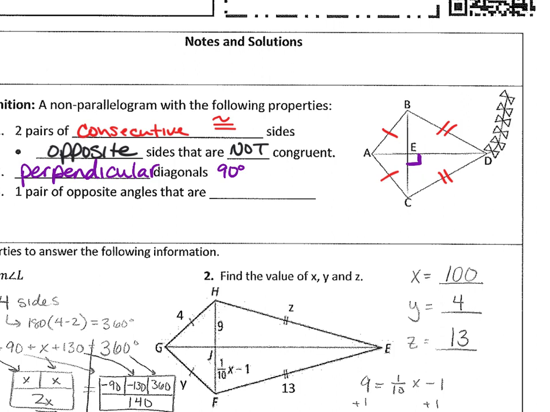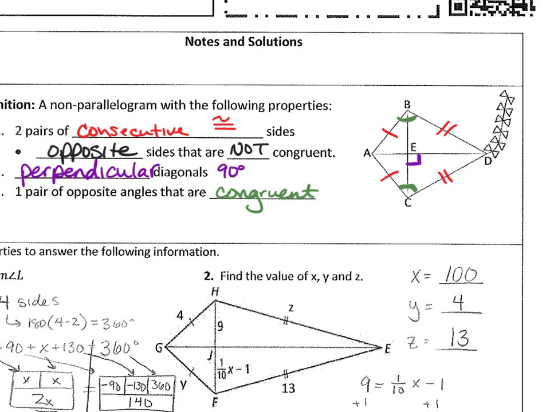The third property is that we have 1 pair of opposite angles that are congruent. The pair of opposite angles that are congruent are like on the wings of the kite. So angle B, big angle B, and angle C, big angle C like this, those are congruent on the wings of the kite. The other 2 angles, A and D, those are not congruent. We only have 1 pair of opposite angles that are congruent.